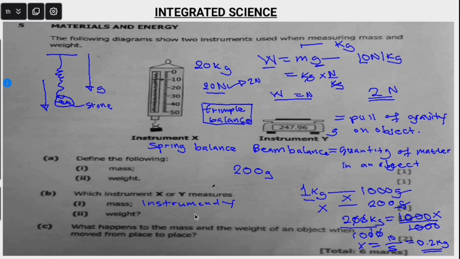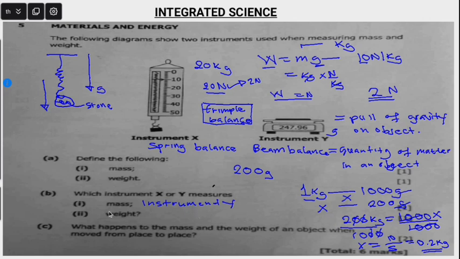Then question B saying which instrument, X or Y, measures Roman numeral 1, mass. So which instrument here measures mass? It is this one here, which is instrument Y. This question is not asking you to name what instrument Y is. No, it is asking for the instrument which measures the mass. So you're not supposed to say beam balance, but you're supposed to say instrument Y. So that is the answer for this one here. So you say instrument Y.